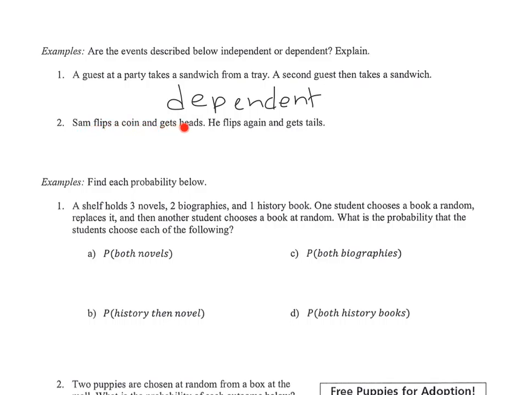Sam flips a coin and gets heads. He flips again and gets tails. This is independent. Remember tossing a coin, rolling a dice, spinning a spinner, those are all independent.